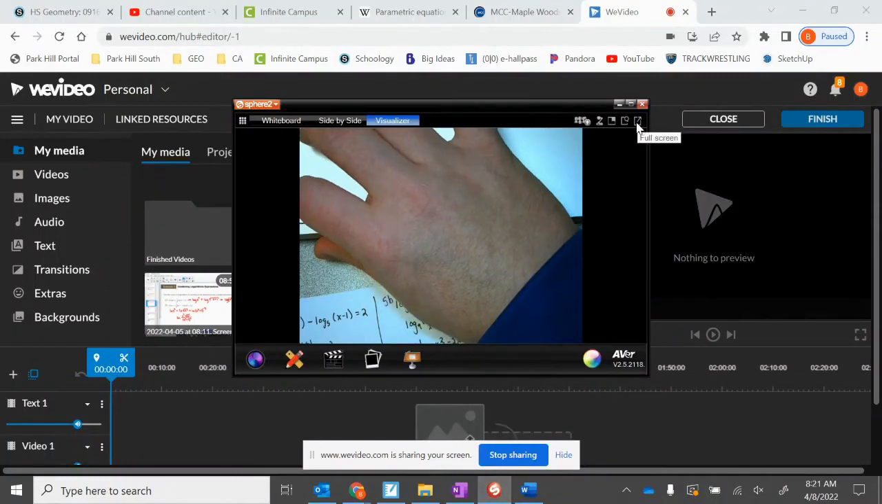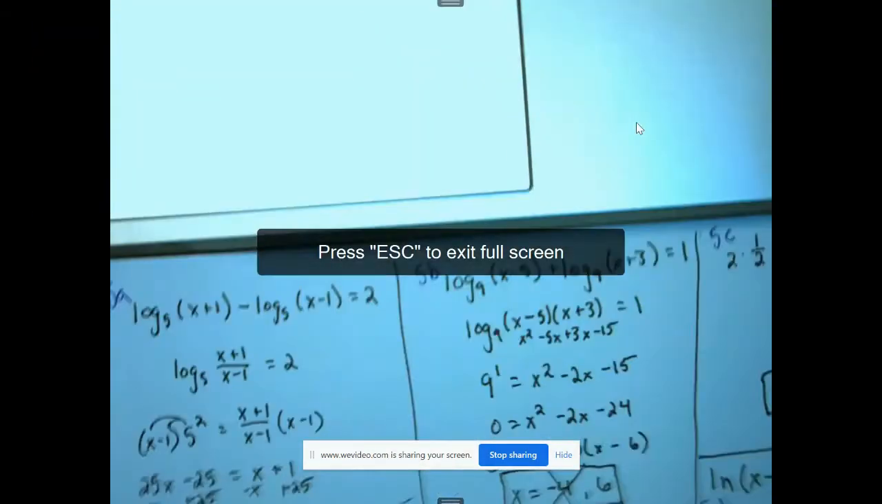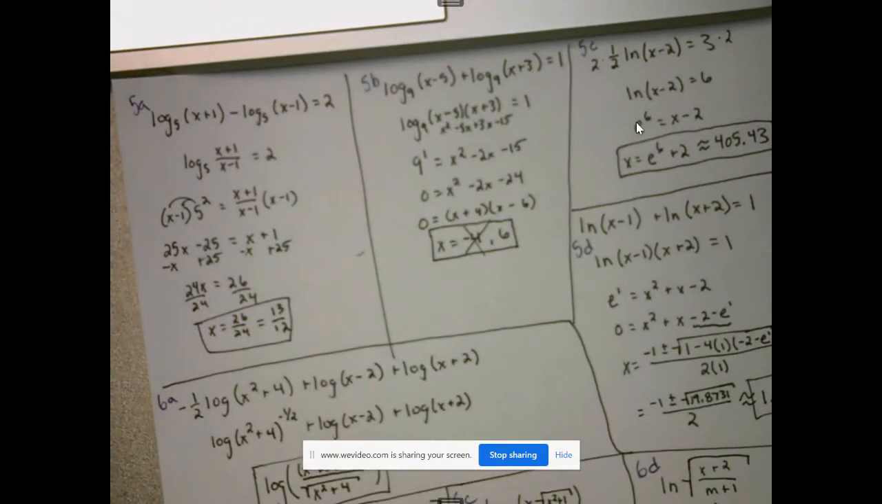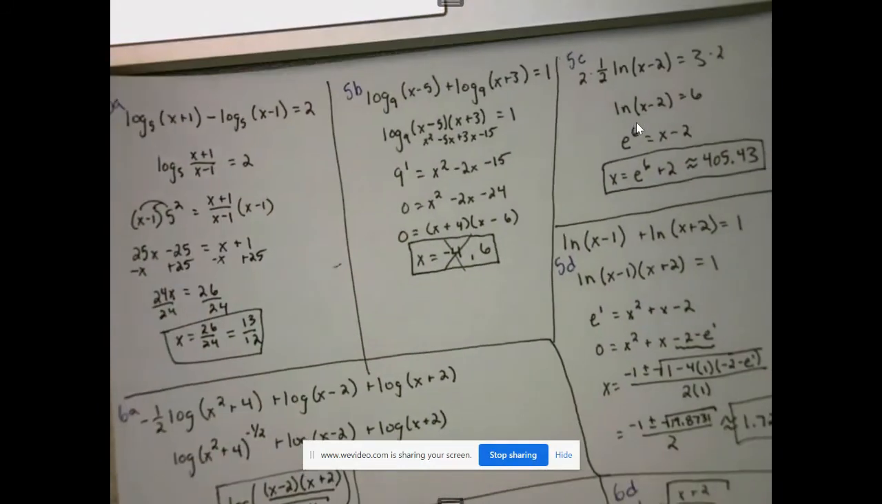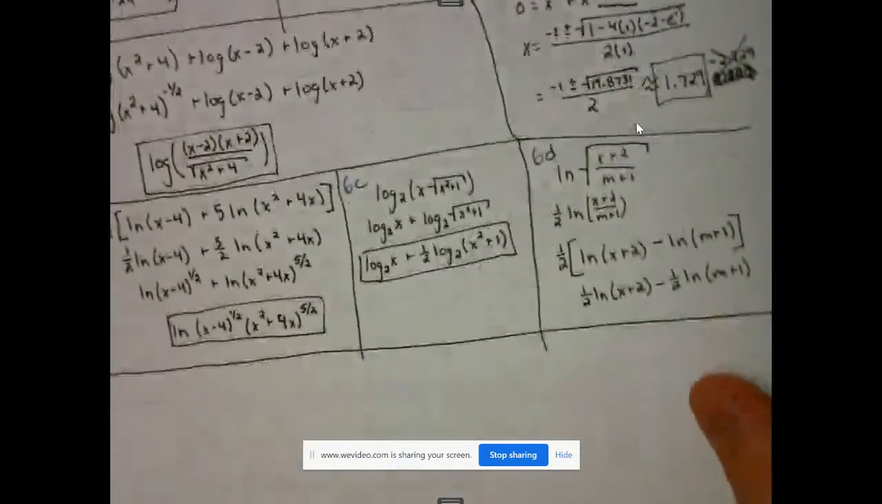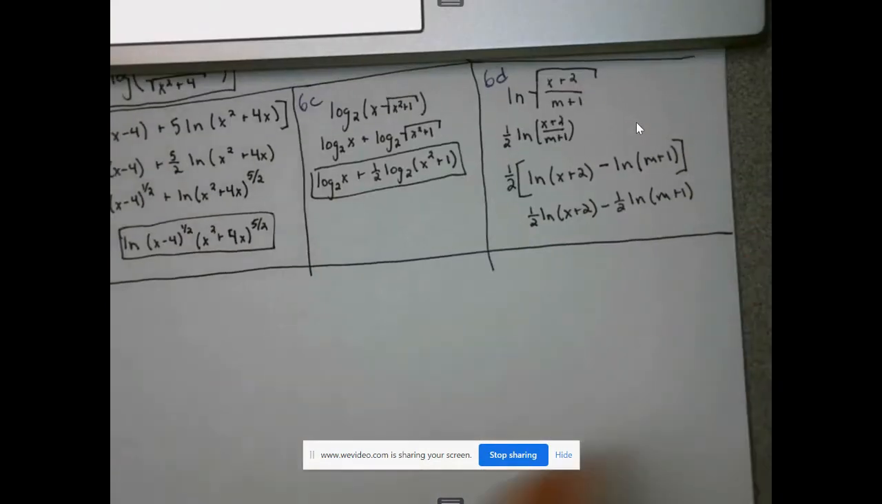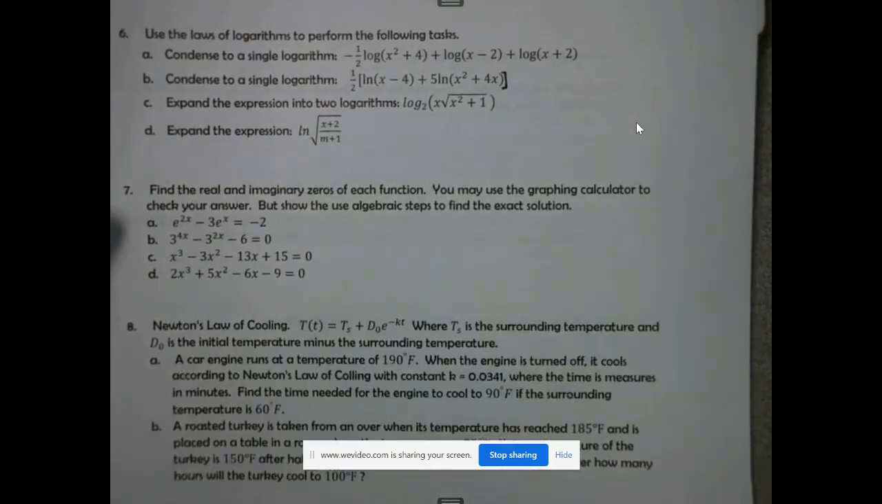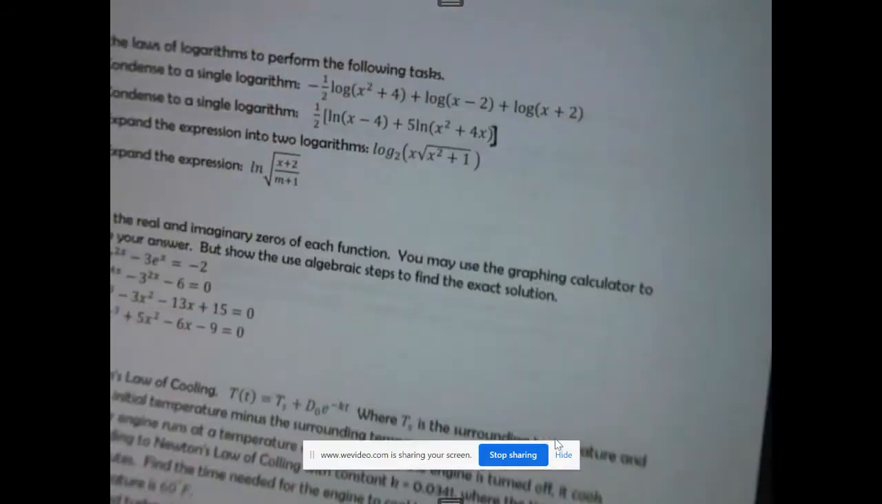All right, we're going to start on the final part here of the review walkthrough. And we're going to start in on problem number 7. So I'll just continue on this sheet here. And problem 7 says find the real and imaginary zeros.